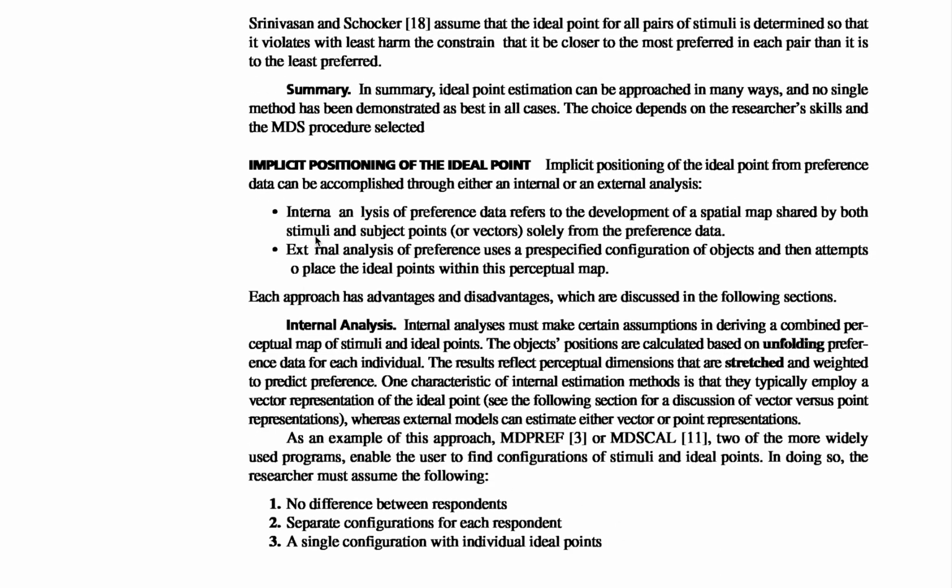This is the implicit positioning of the ideal point. Implicit positioning of the ideal point from preference data can be accomplished through either internal or external analysis. Internal analysis refers to the development of a spatial map shared by both stimulus and subject points or vectors, solely from the preference data. External analysis refers to the use of a specified configuration of objects and the attempt to place the ideal point within the perceptual map. Each approach has advantages and disadvantages, which are discussed in the following section.